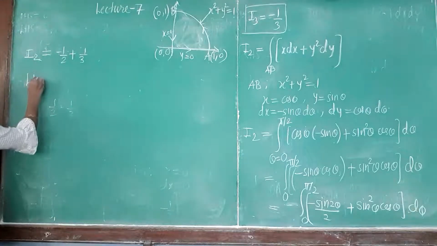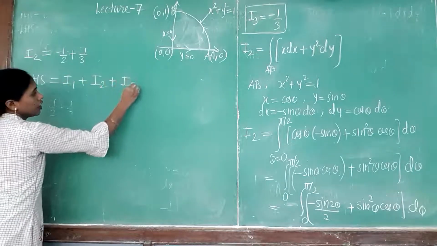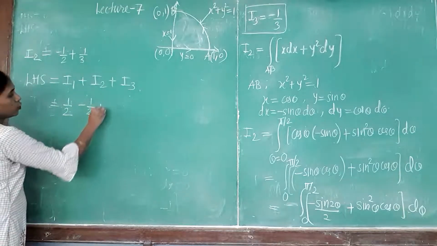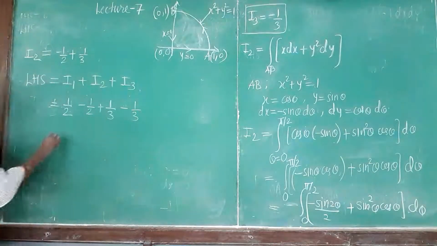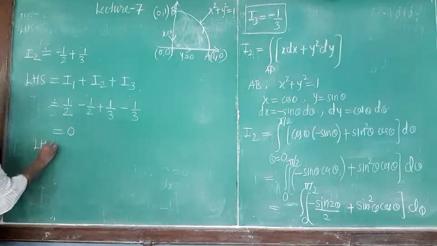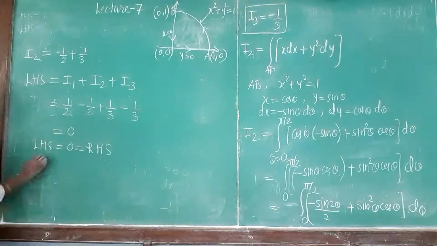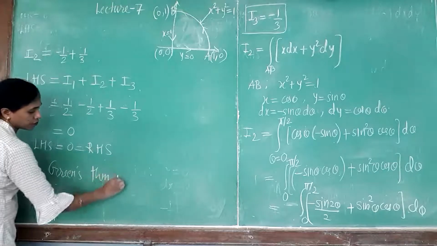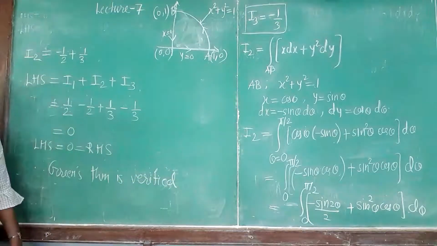What is the left hand side? The left hand side is I1 plus I2 plus I3. I1 value is 1 by 2, I2 value is minus 1 by 2 plus 1 by 3, and I3 value is minus 1 by 3. Simplifying, all terms get cancelled and it is equal to 0. So the left hand side is 0, as well as our right hand side is also 0. Therefore, Green's theorem is verified. Thank you.